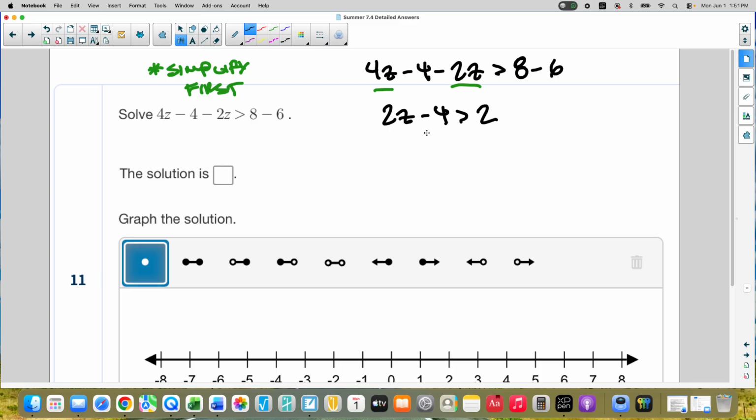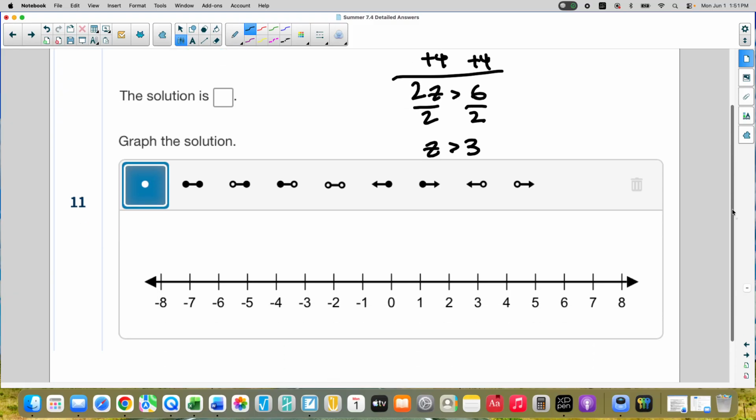And now we have a two-step. We're going to get rid of the addition and subtraction first. 2Z is greater than 6. We're going to divide by 2. And Z must be greater than 3. So greater than 3 is going to be an open circle over 3. And my solutions are going to be greater than 3. Things greater than are to the right on the number line. And that would be our answer.